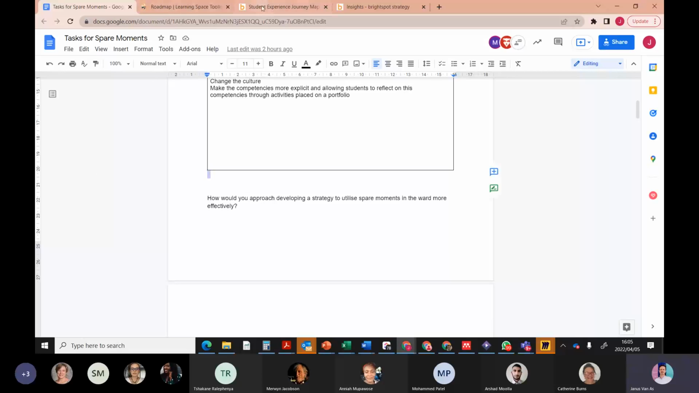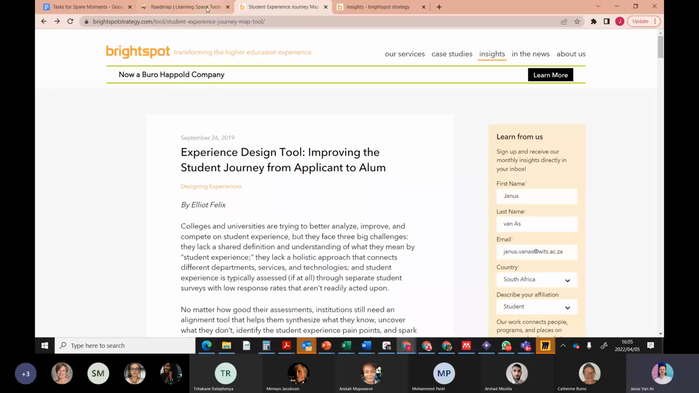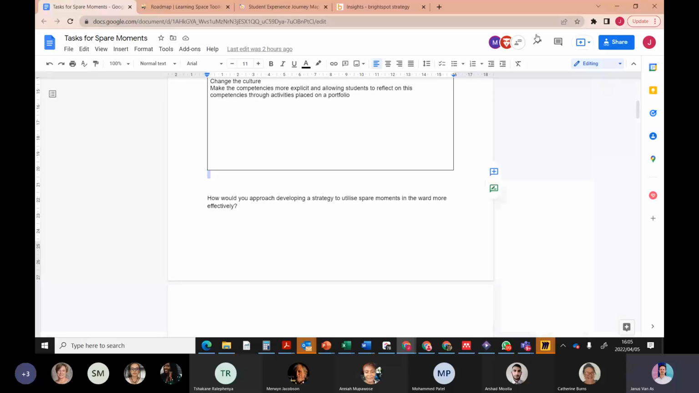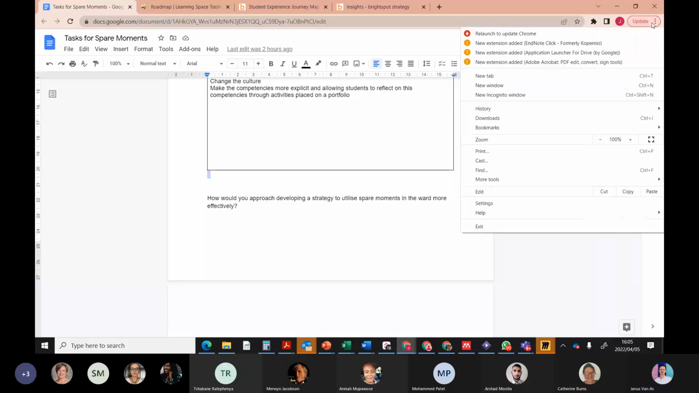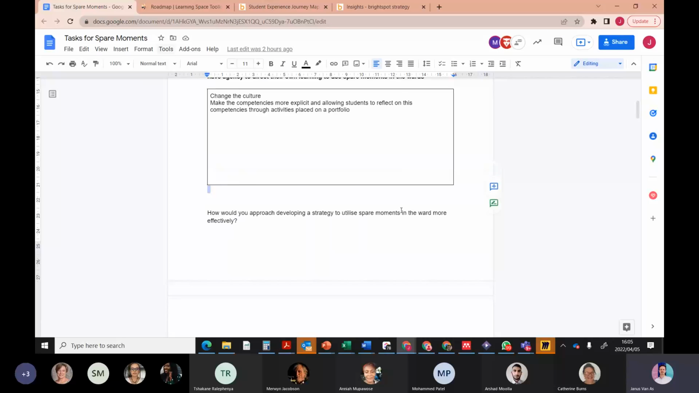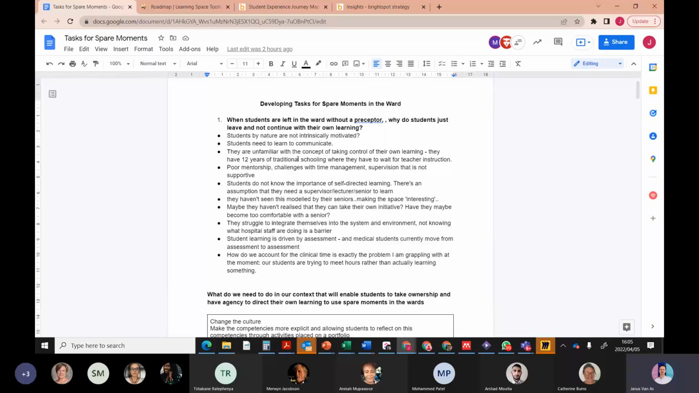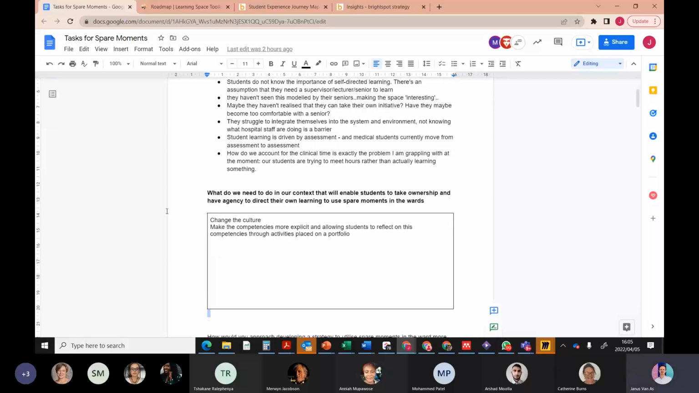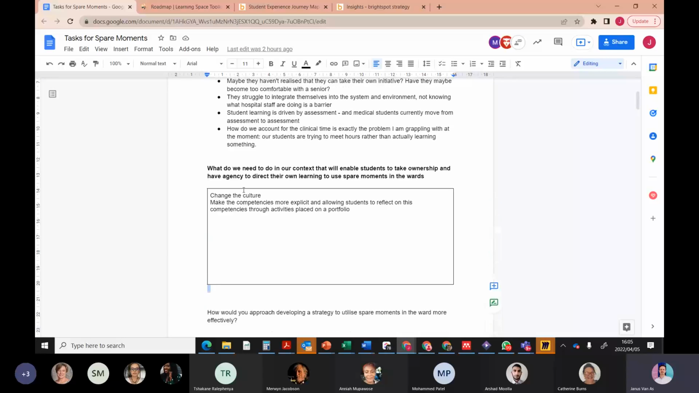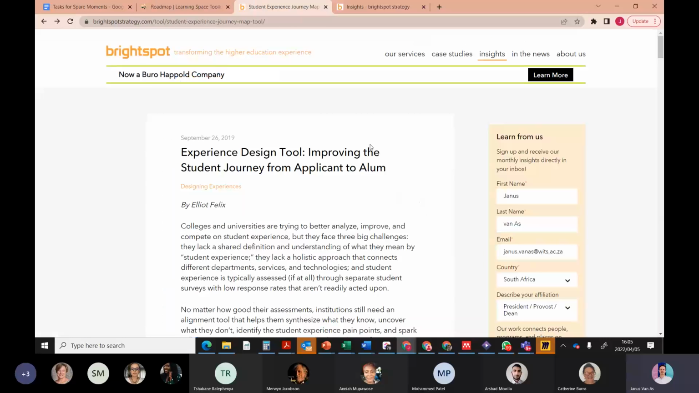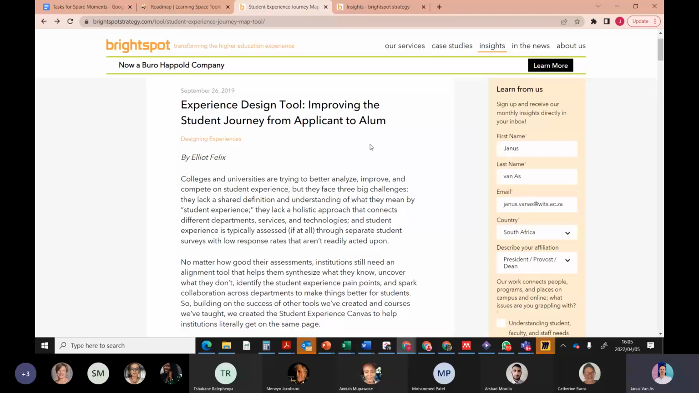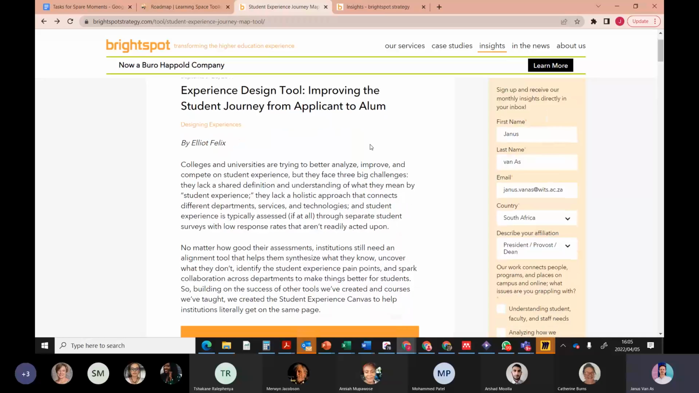Okay, cool. So, as I mentioned, the aim of this is to develop a use case for thinking about why our students are not engaging with their spare moments in the ward. And we started unpacking some of those at the top. And also then the next question was how we could change our culture. But I thought each group could spend a bit more time to really unpack that with the different findings.